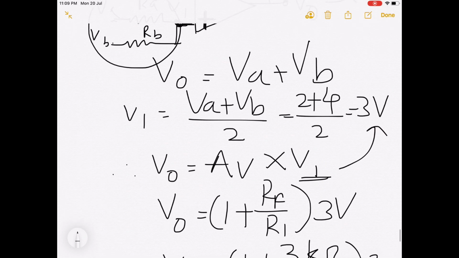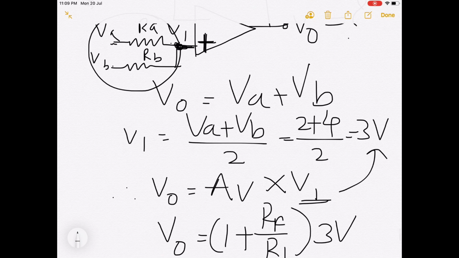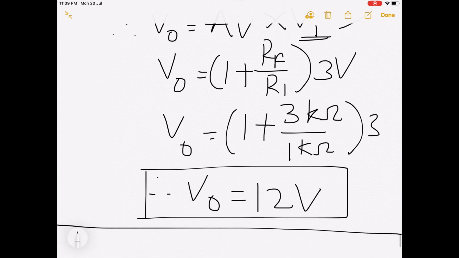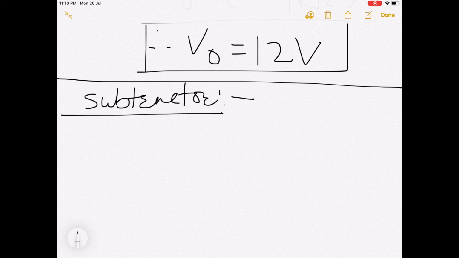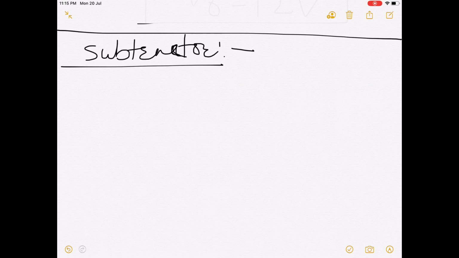As the name operational amplifier suggests, operational means it performs operations like addition, subtraction, division, multiplication, integration, differentiation. All these functions are done by the op-amp. That's why its name is operational amplifier. So the first operation we have seen is the adder, and now the next operation is op-amp as subtractor.